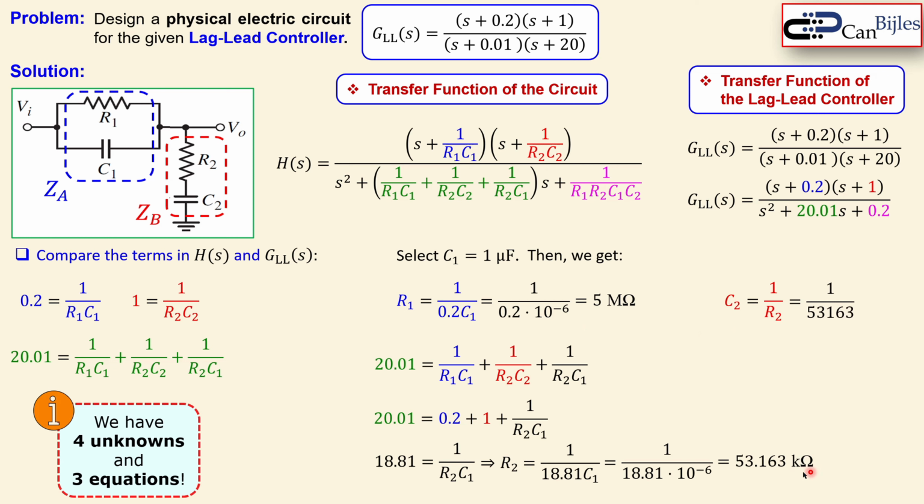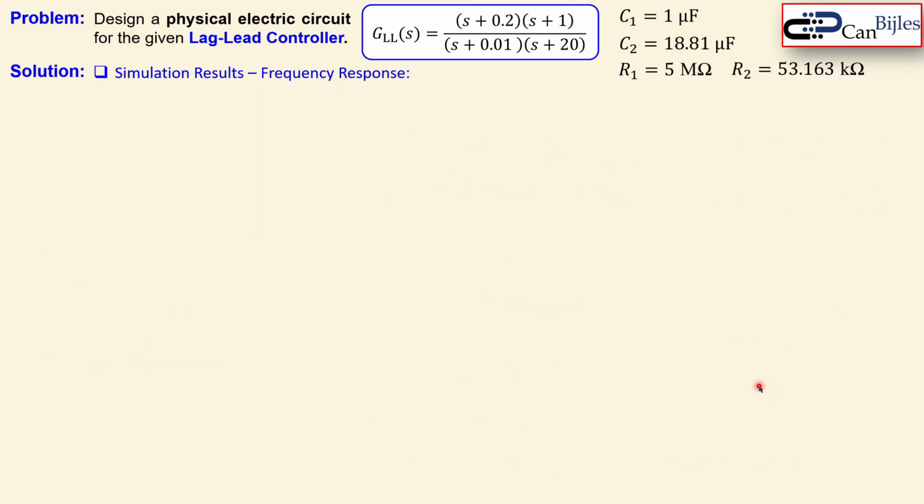When you substitute this value we just determined for the resistor R2, you will get 18.81 microfarads. So we have now our capacitor value, also C2. So we have now everything. Let's collect them, and this is the result: C1, C2, R1, and R2.